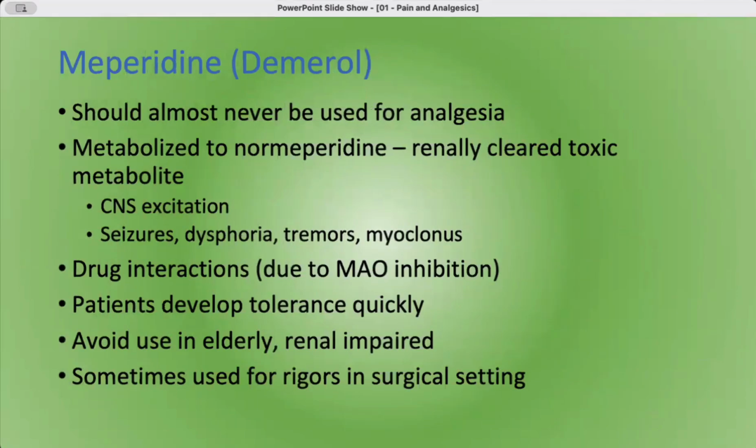Meperidine, Demerol, is also related to fentanyl in terms of its chemical structure, but we do not use it for analgesia. Meperidine has a role more so for rigors, patients who experience chills in the surgical settings. The problem with meperidine is that it accumulates in renal failure to a metabolite that can cause seizures. So we avoid meperidine except for small doses in rigors.